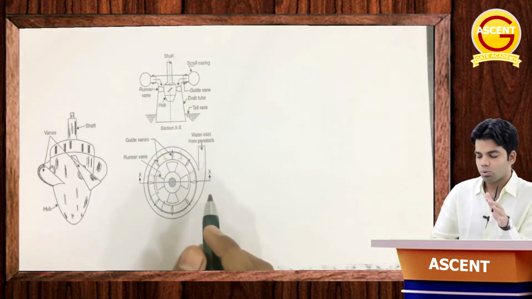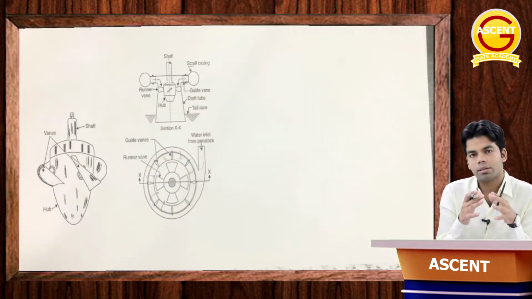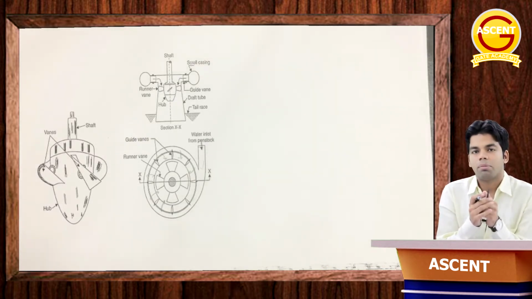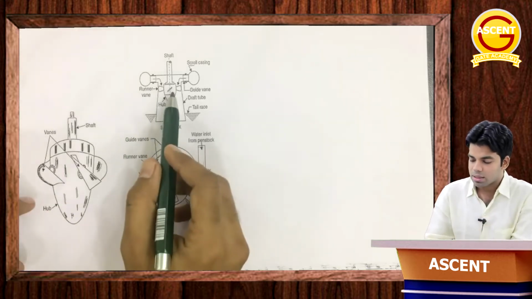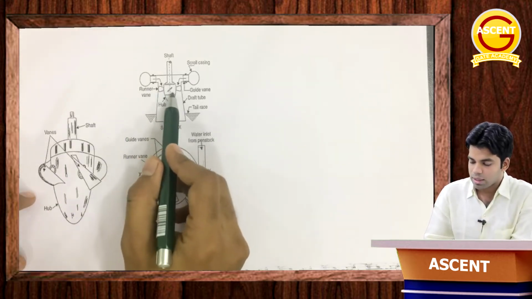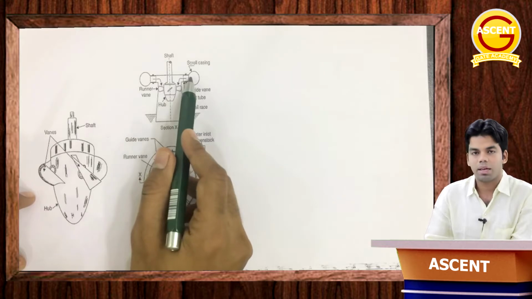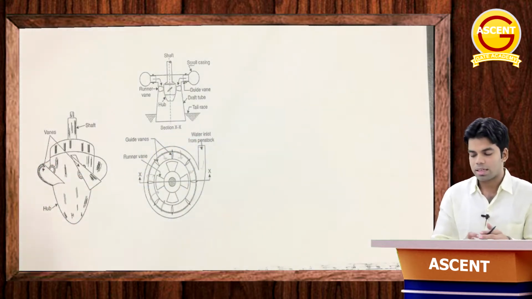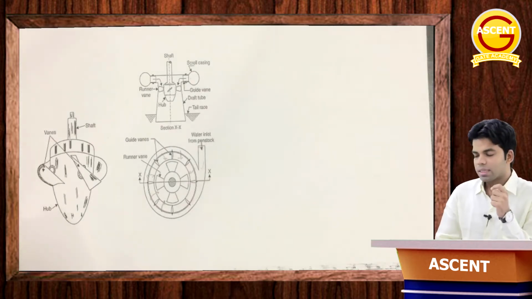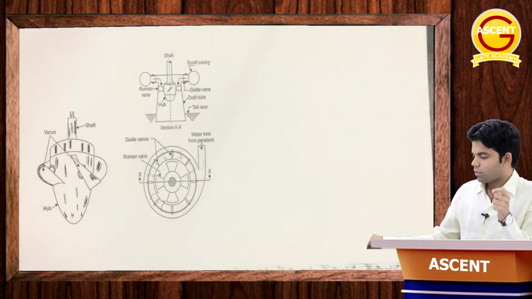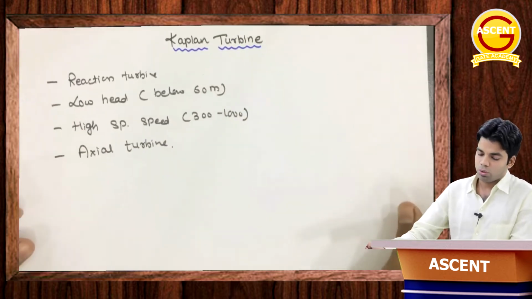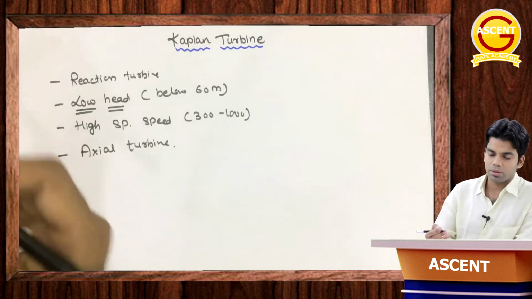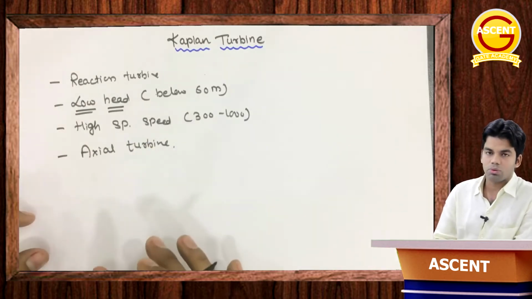Now, after passing through the guide vanes, it will enter the vanes of the turbine. But the difference is that here the runner vanes and the guide blades are not at the same level. They are at different levels, because here it has to enter axially. Now, why is this an axial turbine? There is one more reason. As I told you, this has to be used for low heads only, below 60 meters.